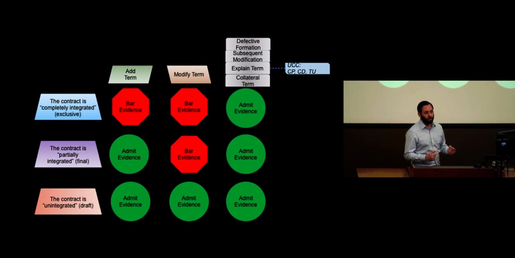There are some exceptions if we're, instead of trying to modify the contract, we're really addressing an issue of defective formation, showing the contract never existed, or a subsequent modification, which are always permitted, provided new consideration, or to explain a term, which is different than modifying or adding a term, or if we determine those terms are collateral, they are not part and parcel of this agreement, then the parole evidence rule does not apply to bar them.